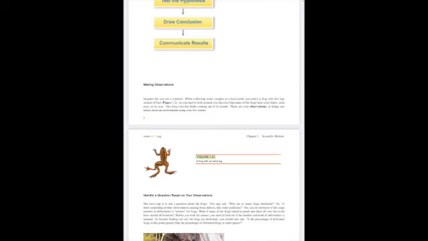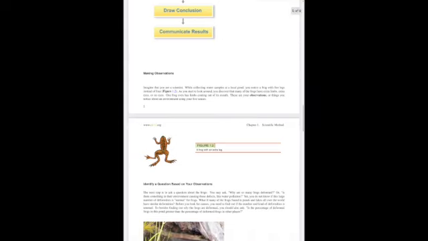Making observations. Imagine that you are a scientist. While collecting water samples at a local pond, you notice a frog with 5 legs instead of 4. As you start to look around, you discover that many of the frogs have extra limbs, extra eyes, or no eyes. One frog even has limbs coming out of its mouth. These are observations, or things you notice about an environment using your 5 senses.